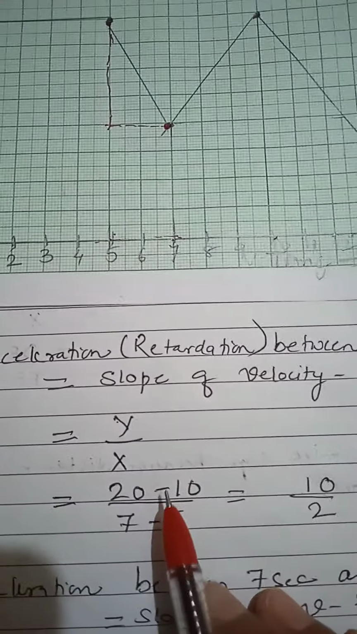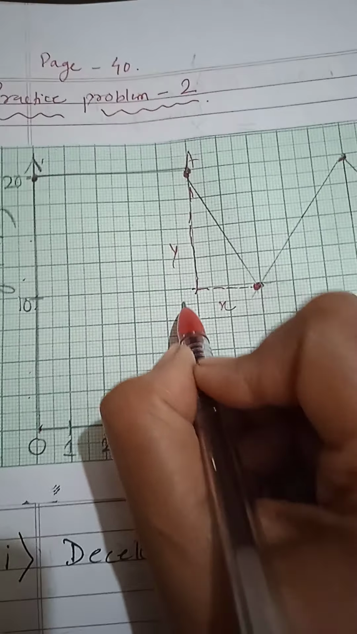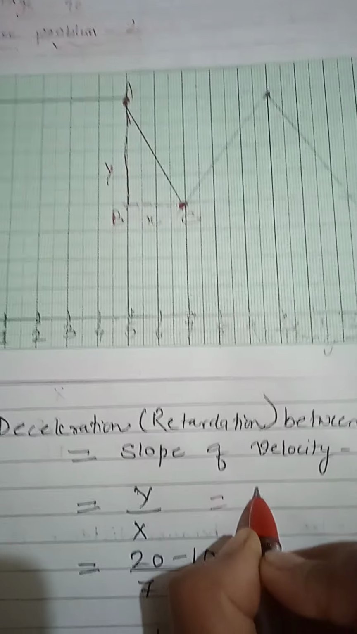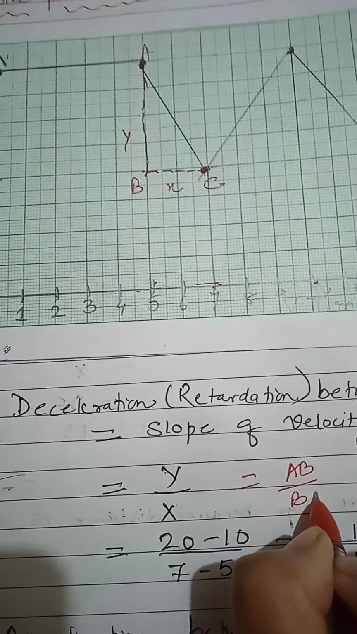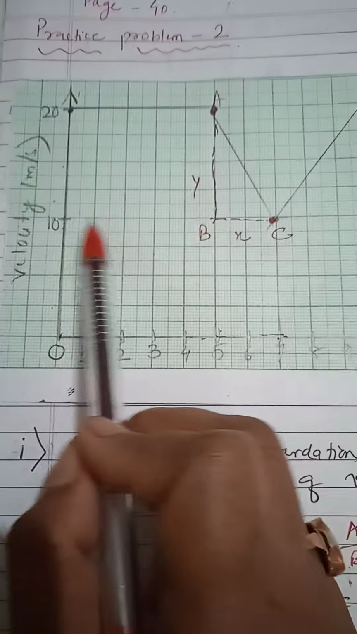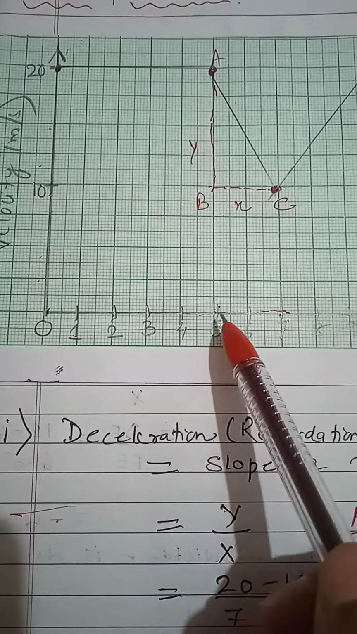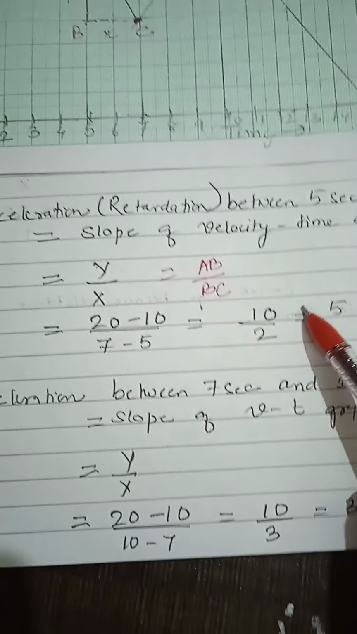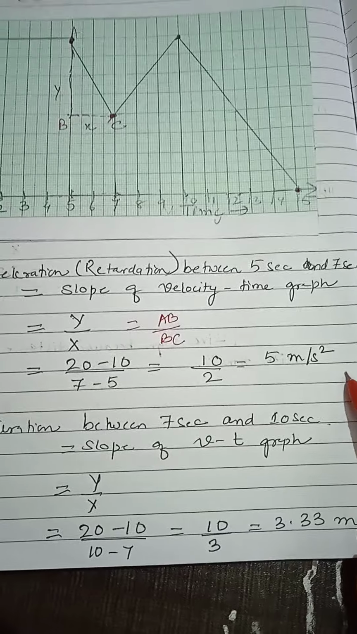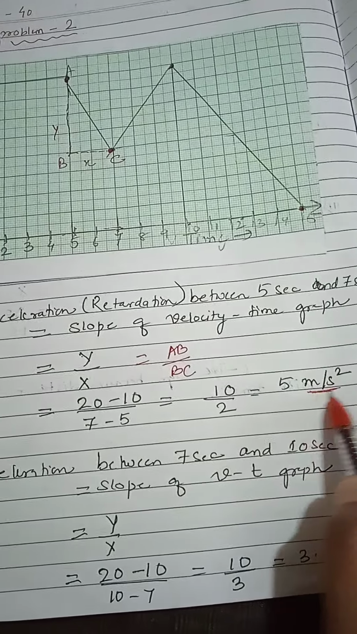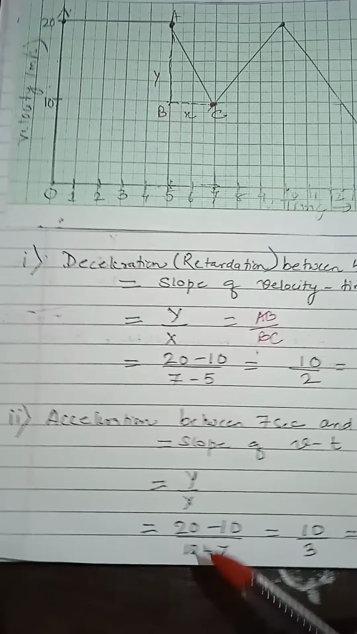So if you find the slope of the velocity, it will be y by x. This is your y, this is your x. You can name it A, B, C. So here you can write AB by BC. Now what is AB? AB will be 20 minus 10. BC will be 7 minus 5. So 10 by 2, which is equal to 5 meter per second square. Meter per second square is the unit of what? Unit of acceleration or deceleration.